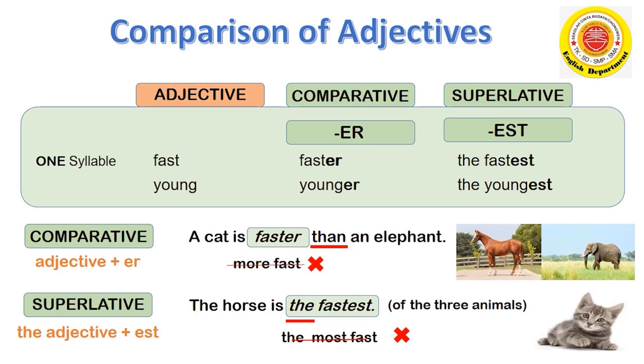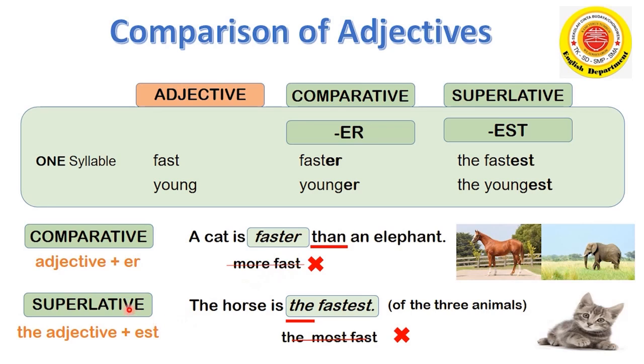Now we learn how to make a comparative and a superlative. When an adjective has one syllable such as fast or young, we put er to the end of the adjective to make it a comparative. Untuk satu suku kata, adjektif yang mempunyai satu suku kata, kita cukup menambahkan er untuk comparative. Ya, jadi a cat is faster than an elephant, bukan more fast.